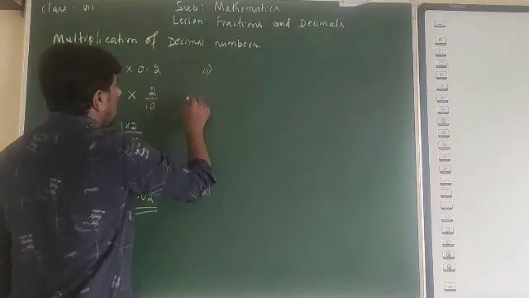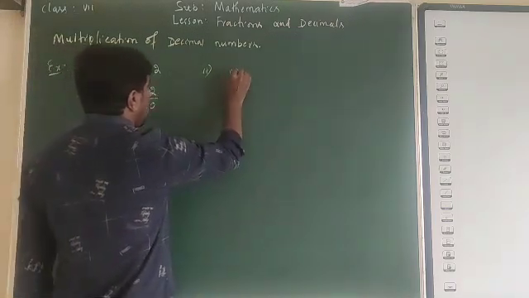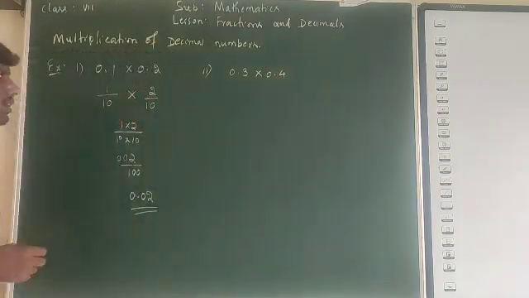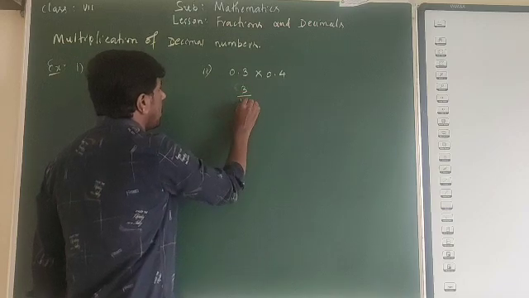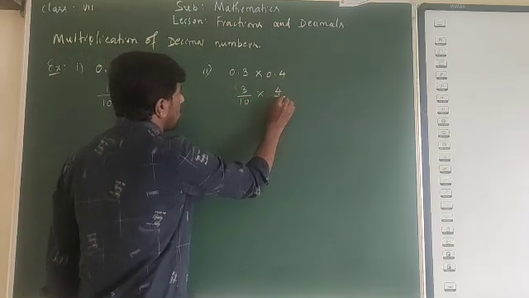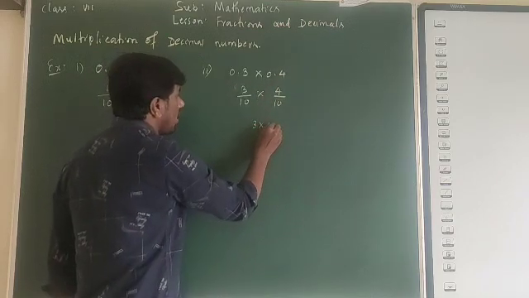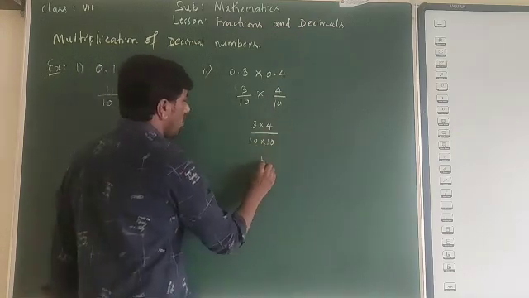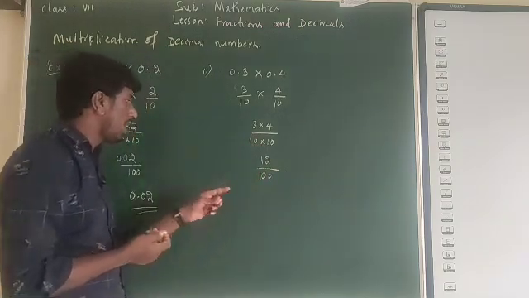So for the second example, I'll take 0.3 into 0.4. How to do that? Again, 0.3 you can write as 3 by 10, and 0.4 as 4 by 10. Multiplication of fraction by fraction. Numerator multiplication, then 10 into 10 for the denominator multiplication. Clear? 3 4s are 12, and 10 10s are 100. Again I am getting 100 in the denominator.